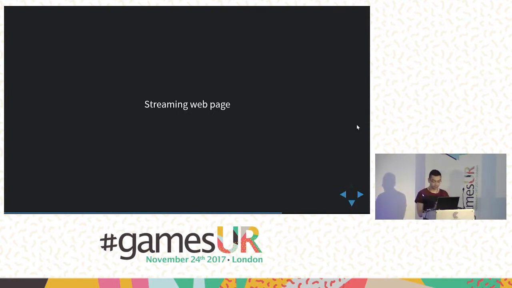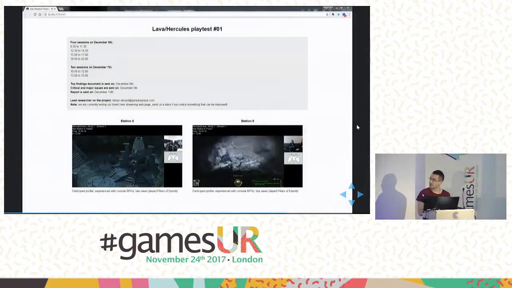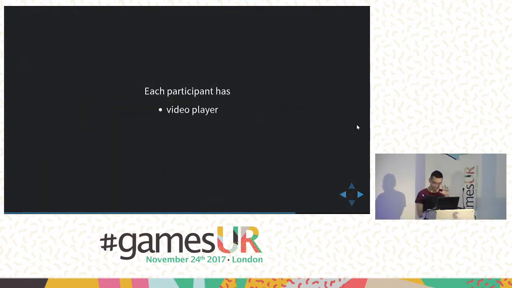Speaking of tools that work with every kind of project and are not game build dependent, I want to show you our streaming webpage. I think it's safe to assume that many user research teams that can afford it have a streaming solution. This is how it works for us. It's a web page. We write a bunch of information. We show two things per participant: a video player, and, the most important thing, a text field.